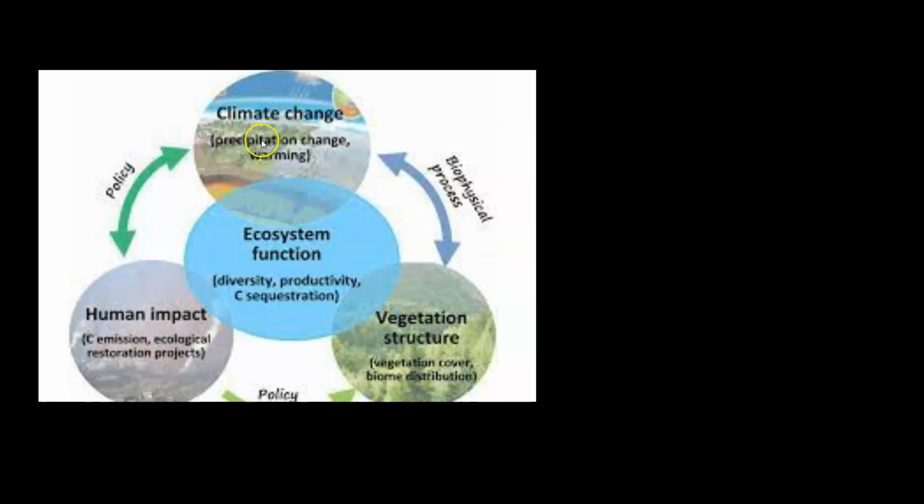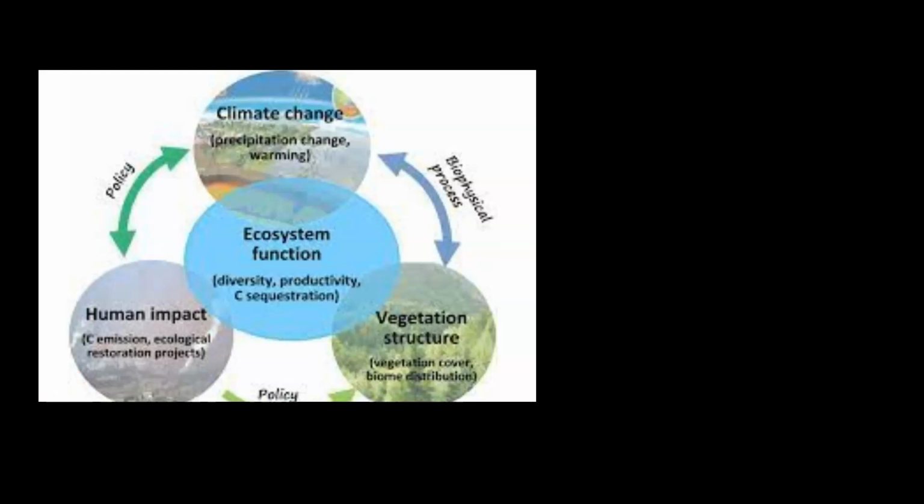And then, of course, overriding all of this is the result of climate change. So either the warming effects on the planet or the actual change in precipitation, either the increase or the decrease of precipitation around the globe. So all of those things are how climate change can have a disruptive effect on ecosystems.